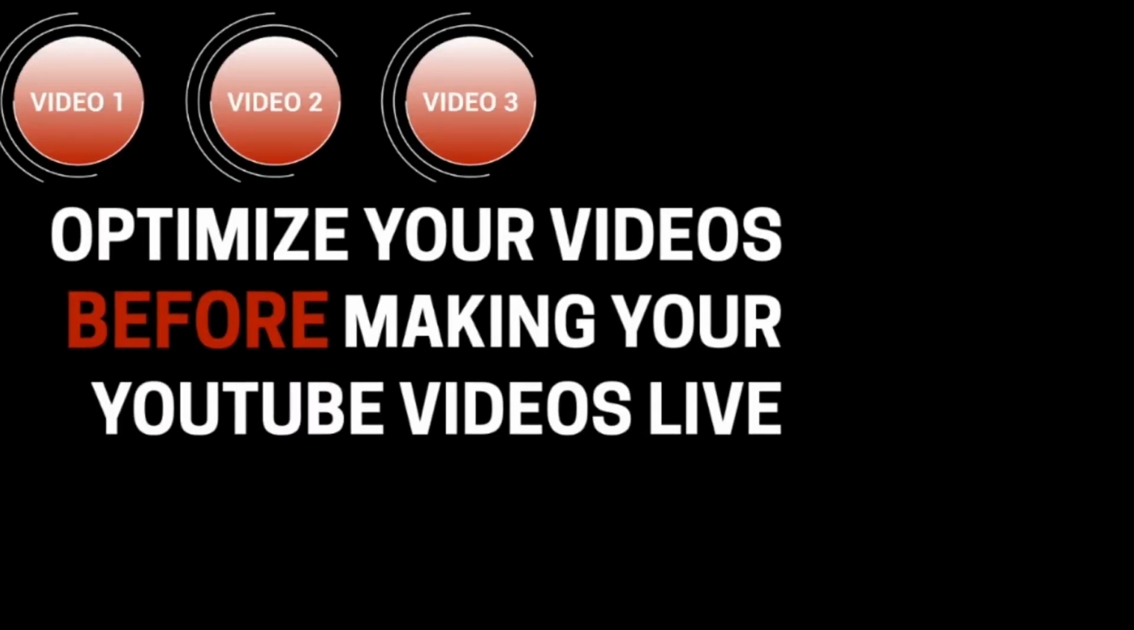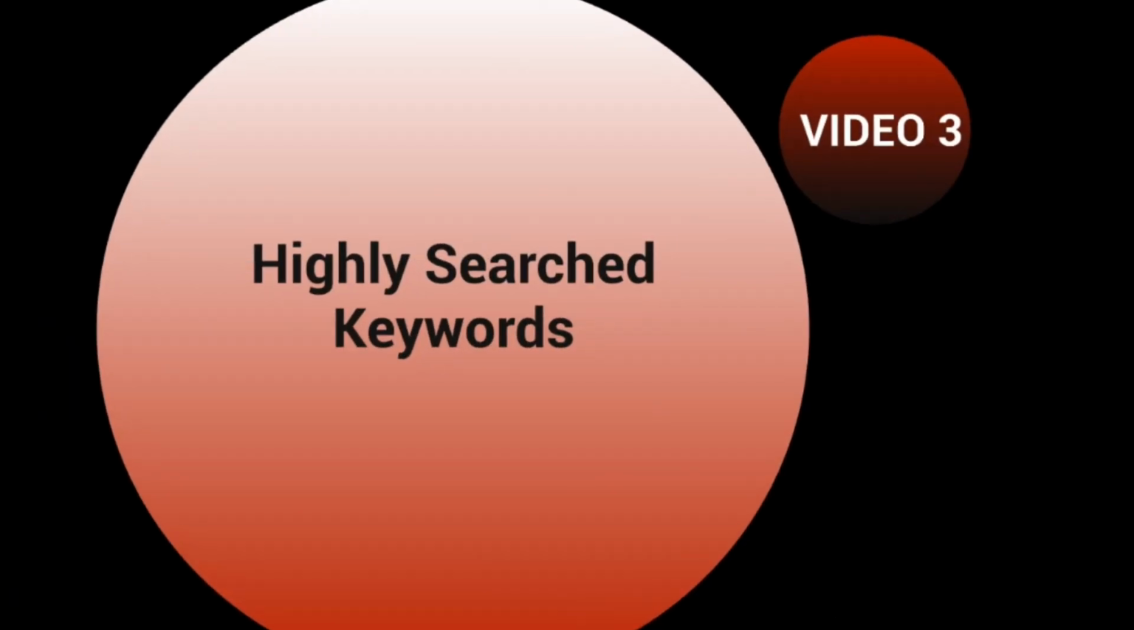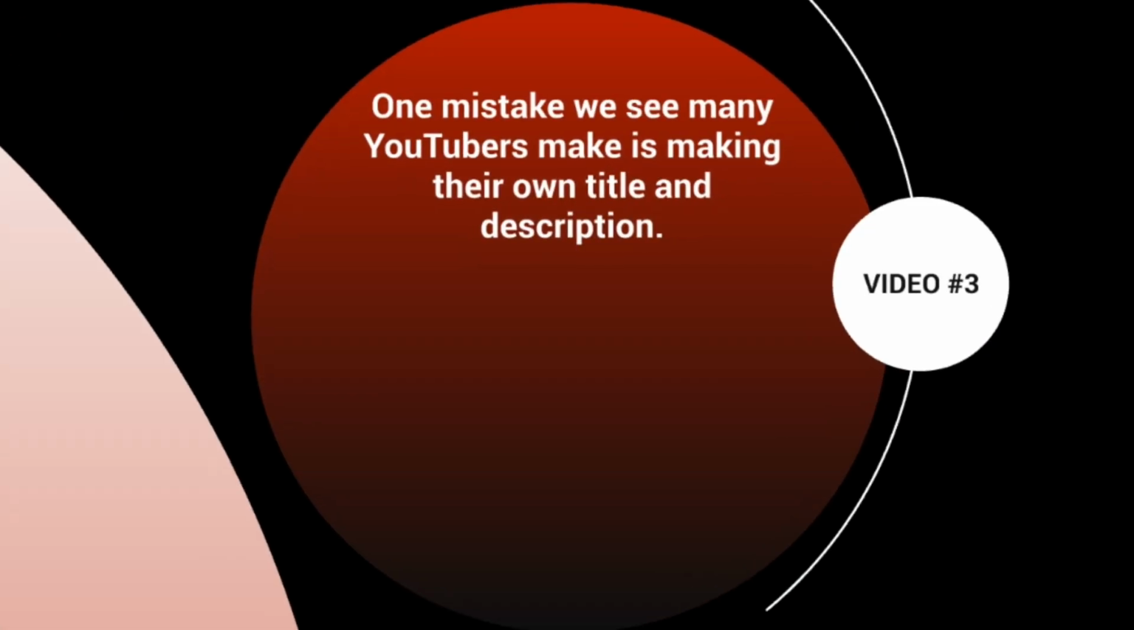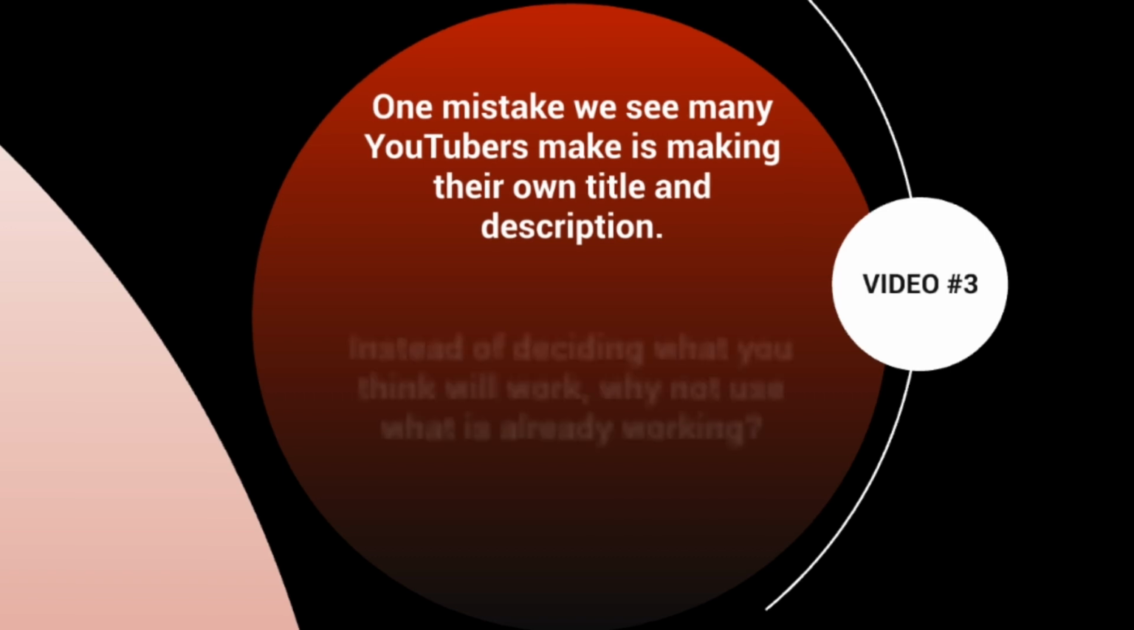Hello and welcome to video number 3. Let's talk about highly searched keyword terms and how you can figure out what your main keyword is going to be, what your sub keywords are going to be. So one mistake that we see that many YouTubers make is simply making their own title and description. I mean, it's natural, right?